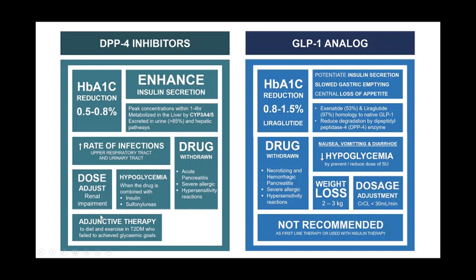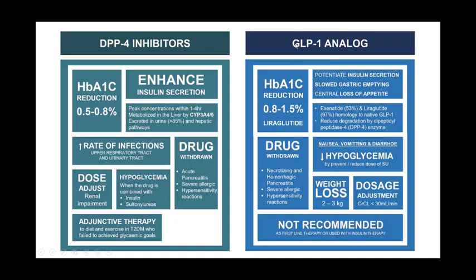However, there is a high tendency to develop hypoglycemia when the drug is combined with insulin or sulfonylurea. In our practice here, DPP4 inhibitors will be used as adjunctive therapy, especially to diet and exercise, in type 2 diabetes mellitus patients who fail to achieve the glycemic goals.